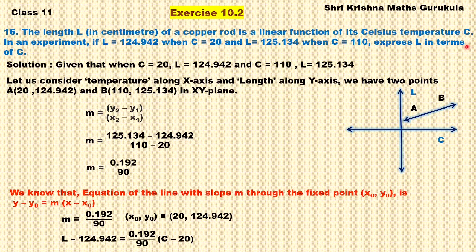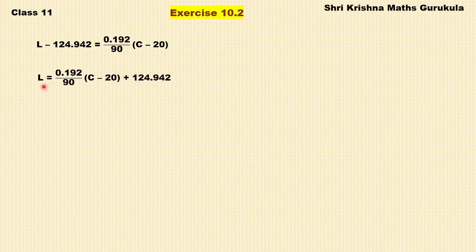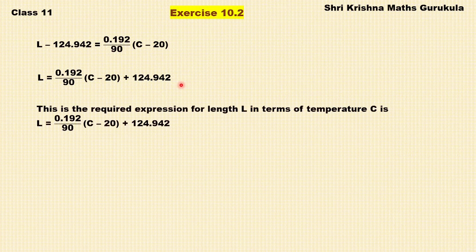Now the question is to express L in terms of C. So we have to express L in terms of C. So we shall move this constant term to the RHS. So it is L is equal to 0.192 divided by 90 into C minus 20 plus 124.942. So this is the required equation of the line.